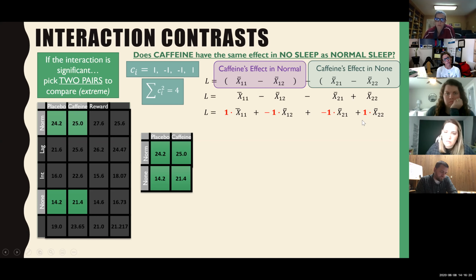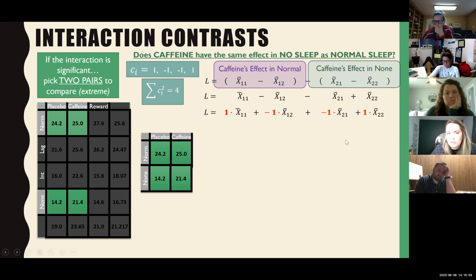What are the 4 weights we have now? 1, -1, -1, 1. Those are the weights for an interaction contrast always. 1, -1, -1, 1. I have them up here in this teal box. They're always going to be that way for an interaction contrast, because we're always seeing the difference of a difference. What happens when you square those and add them up? 1s and -1s, they all square up to be 1s, so we add them together, we get 4.